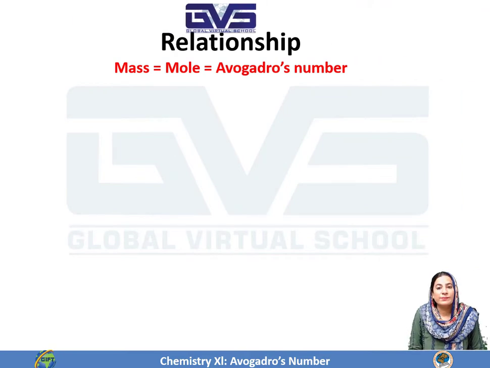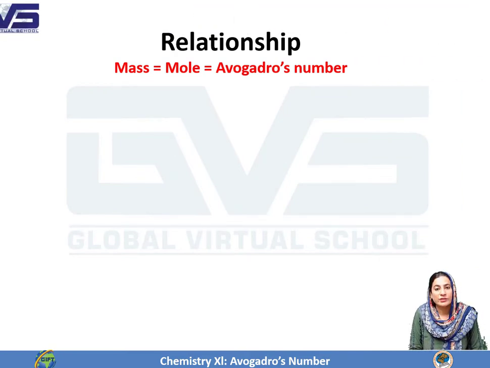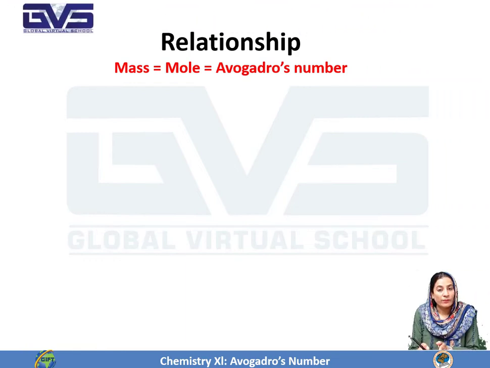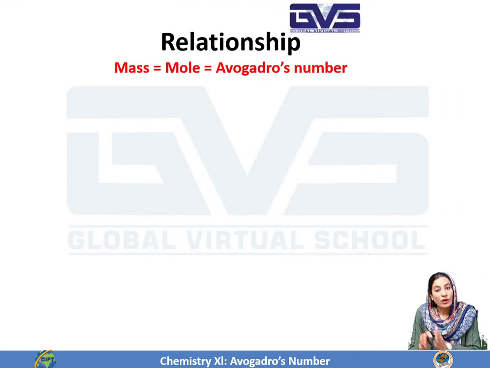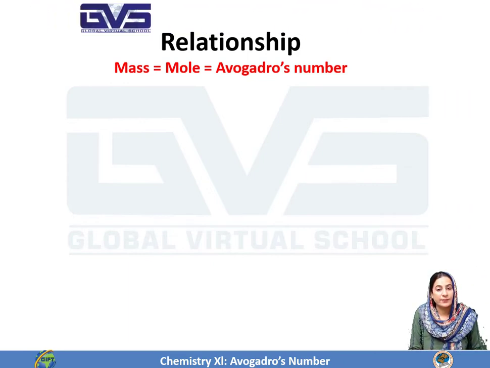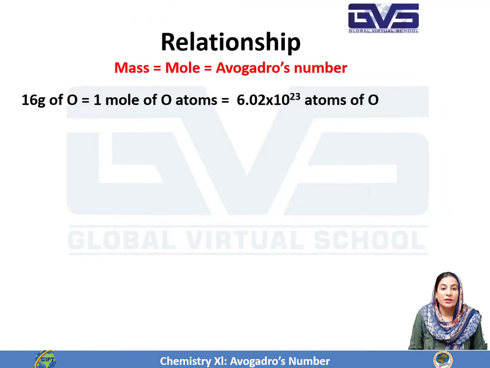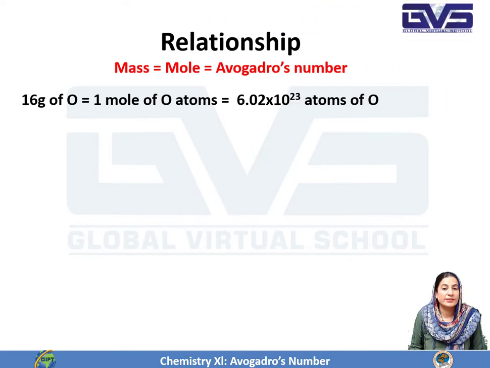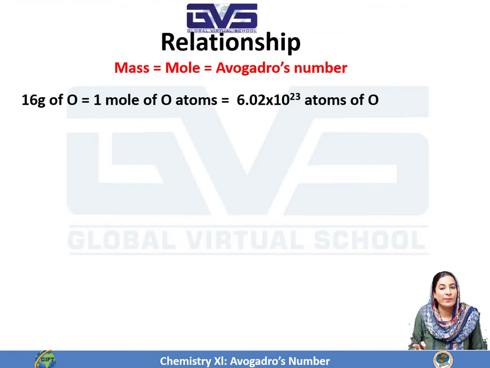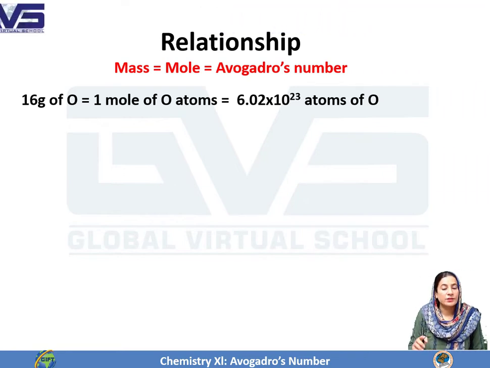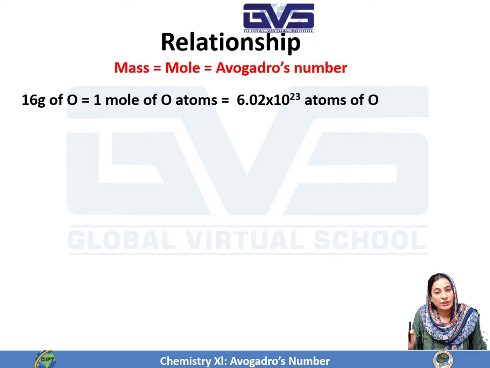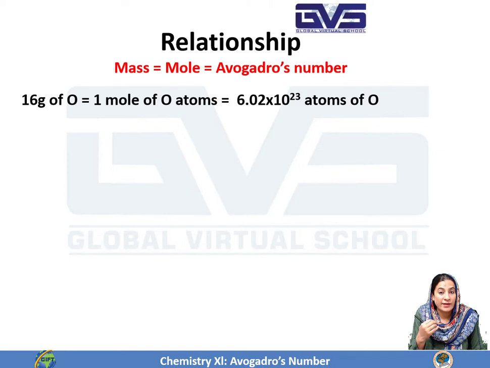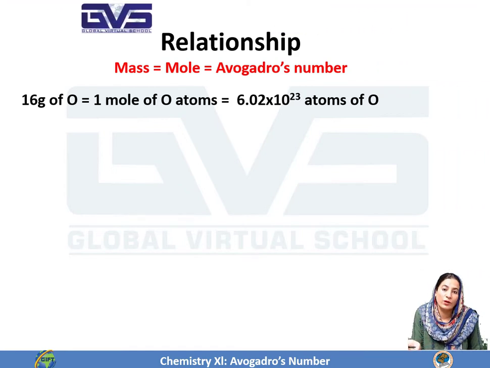What is the relationship between mass, mole and Avogadro's number? In previous lectures we discussed how to convert mass into mole. Now mass, mole into Avogadro's number. This is very easy, and I have a lot of examples for you. Take 16 gram of oxygen in the form of atoms. This is equal to 1 mole, and 1 mole of oxygen atoms contains 6.023 × 10^23 atoms of oxygen. This is the example I gave in the topic of mole.